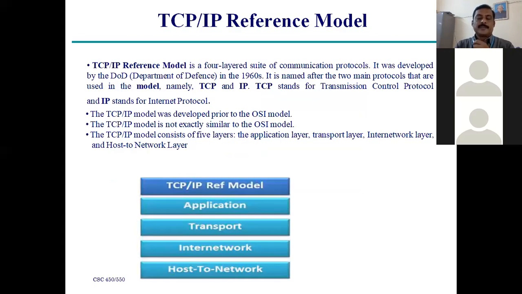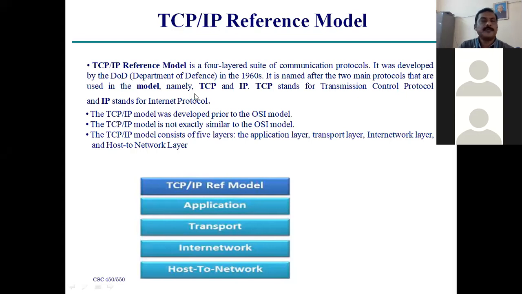Next, we are going to the TCP/IP reference model. Another model. The TCP/IP reference model is also one of the important models in computer networks. The TCP/IP reference model is a 4-layered suite of communication protocols. In the OSI reference model, 7 layers. In the TCP/IP reference model, 5 layers, but the bottom 2 layers, the physical layer and data link layer, are collectively called a single layer, also known as the host to network layer. So that's why it is called a 4-layer suite of communication protocols.